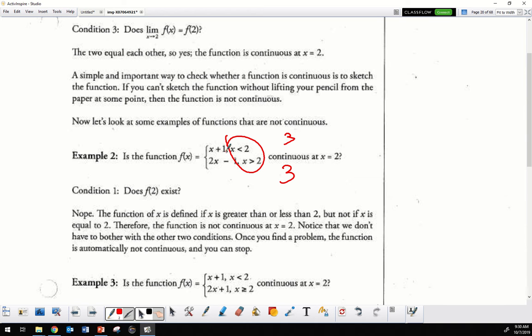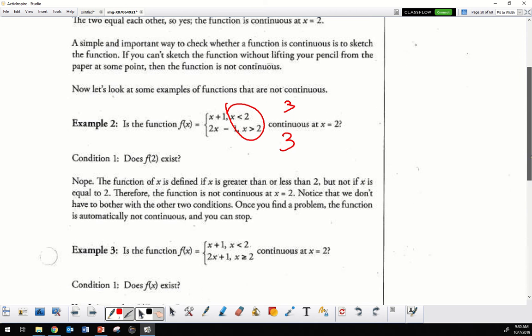It's not really a time waster. It's when you see the problem and you look at this, you're like, oh, hey, okay, is this 3, okay, and then just that little detail. Okay, so that would say, no, it is not continuous.